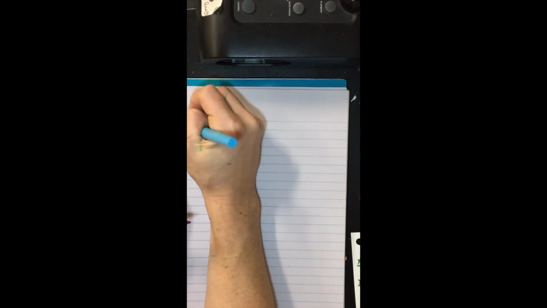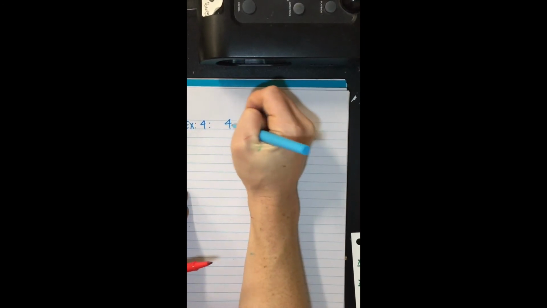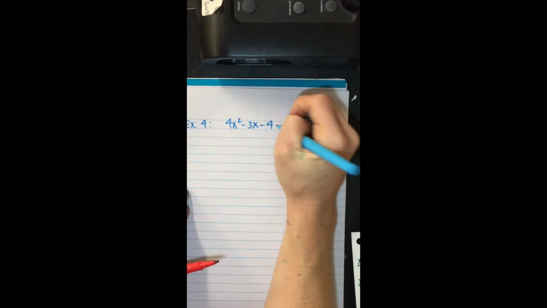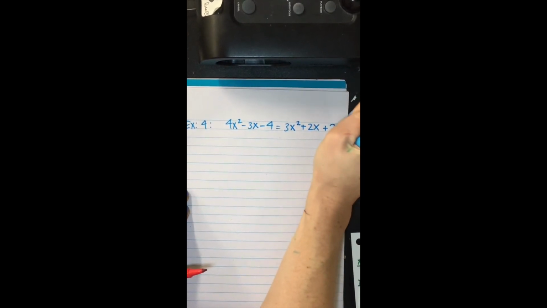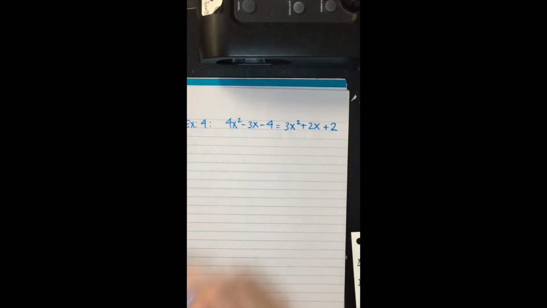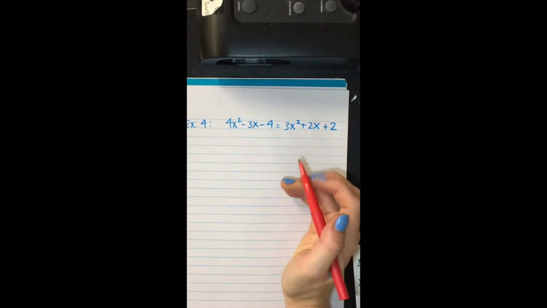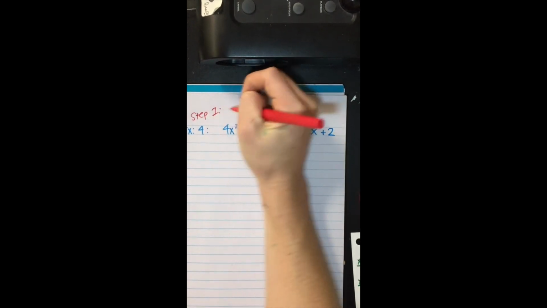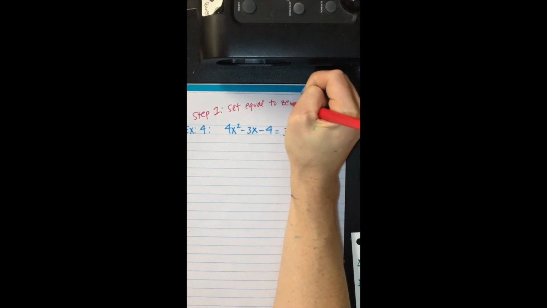Okay, two more examples. Example 4, so it gets a little bit harder. 4x squared minus 3x minus 4 equals 3x squared plus 2x plus 2. Okay, we want to use the zero product property. In order to do that, we have to have it equal to 0. So step 1, set equal to 0.